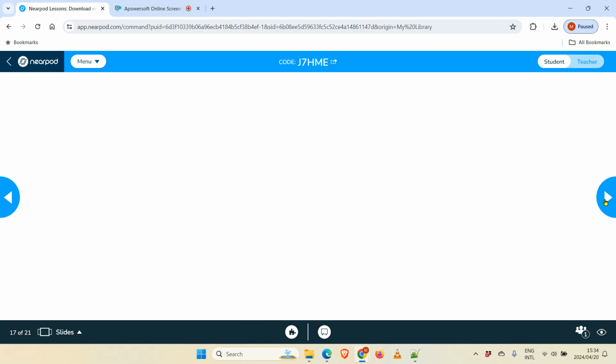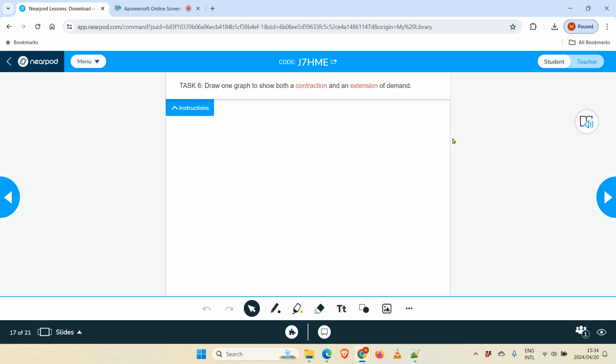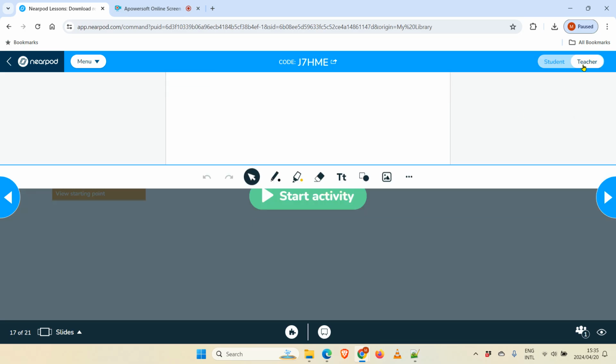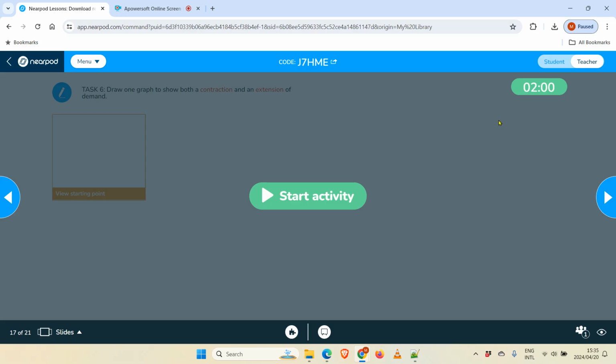Okay, let's go on to our next aspect, where I want my students to draw. Again, this is the student view, to draw a graph to show this contraction and this extension of demand. So they've got some tools here that they can use to draw this contraction, movement to the left, or extension, movement to the right of demand. And again, this is what the teacher will see, the start button and the time allocated for that activity.